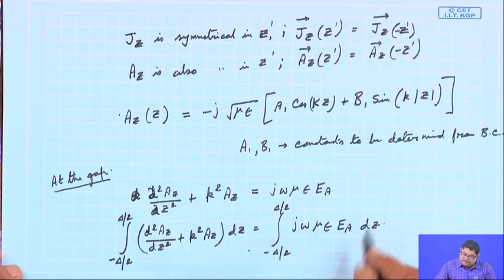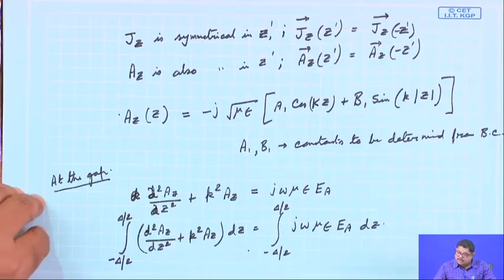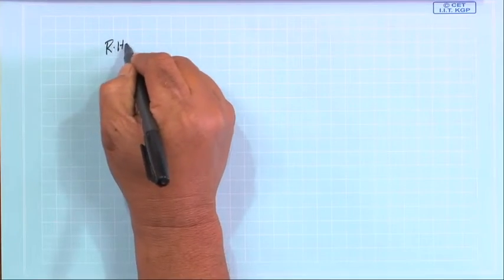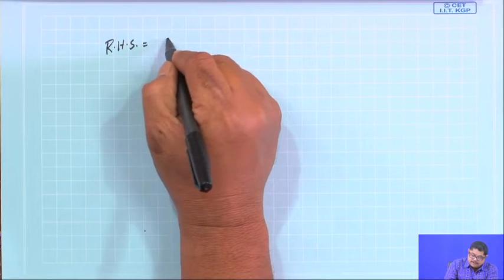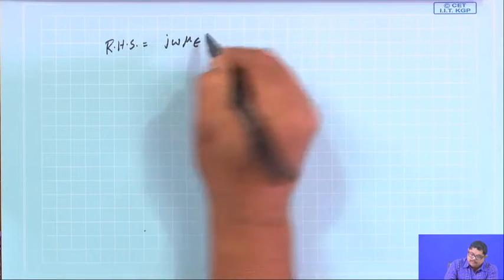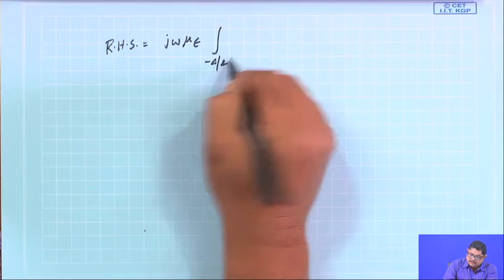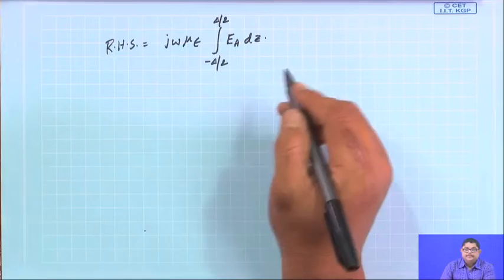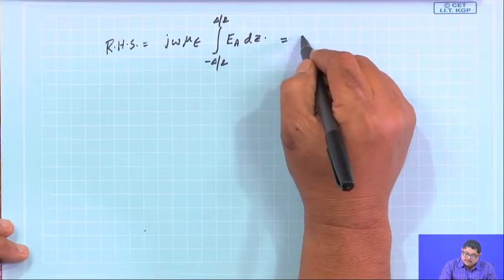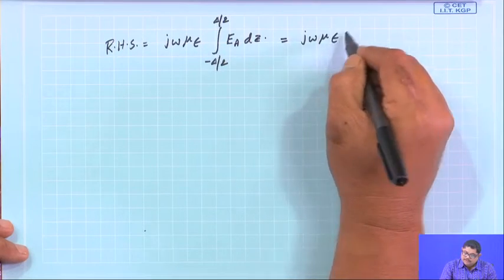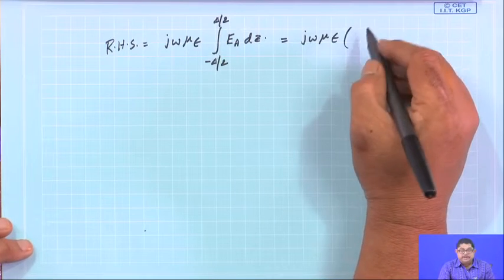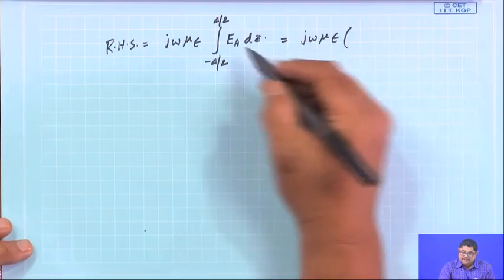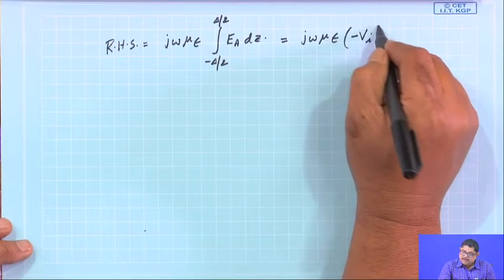So the right hand side is j omega mu epsilon times the integral from minus delta by 2 to delta by 2 of E_A dz. What is that? j omega mu epsilon into E dot dl. This is a line integral, which gives minus V_i.